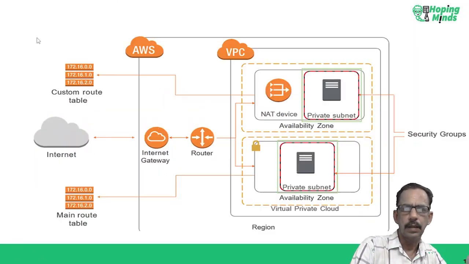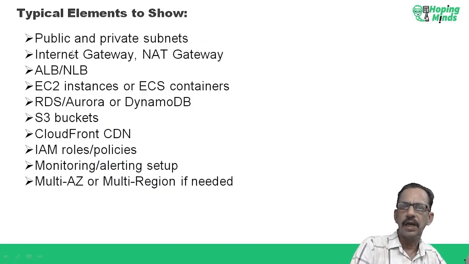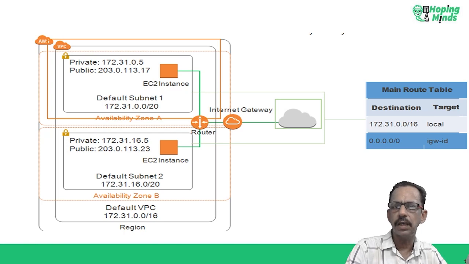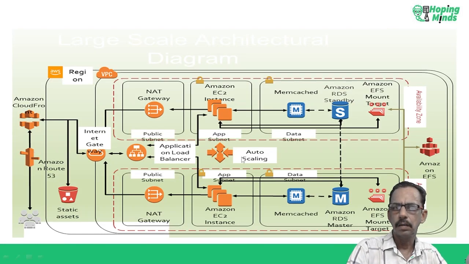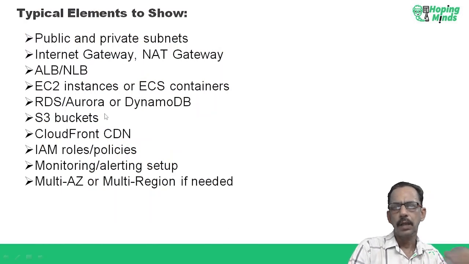I have shown in the diagram like here. I have mentioned private and public subnet, and internet gateway, where we need to put the internet gateway. ALB, NLB, application load balancer. Everything should be there, as clear as you can design. Look here, everything is mentioned here: application load balancer, internet gateway, Route 53 here, static assets here, like a bucket. So everything you can mention.